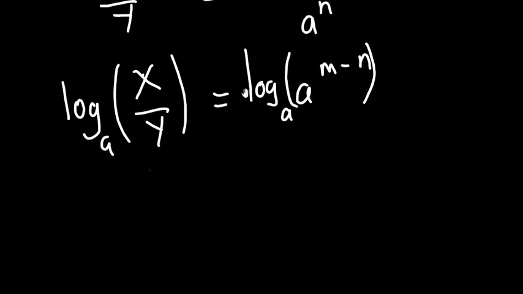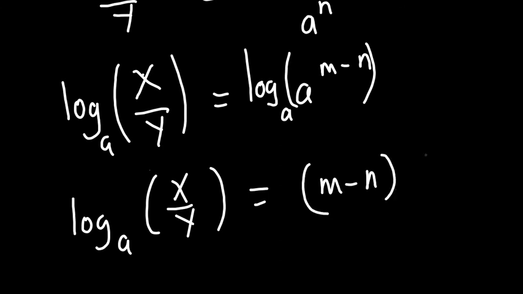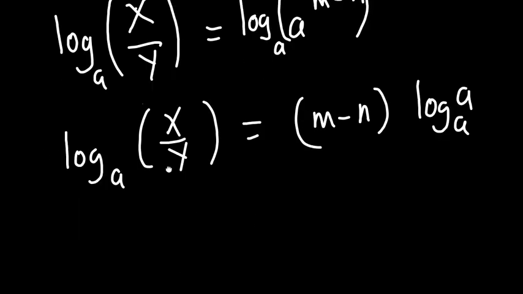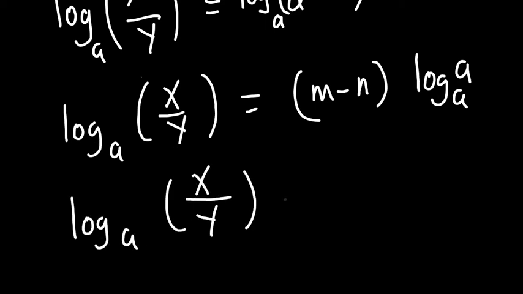Because we have a base a, now we have log a of x over y equal to m minus n, all in brackets, times log a base a. And of course, this part becomes 1. Now we have log a of x over y equal to m minus n.